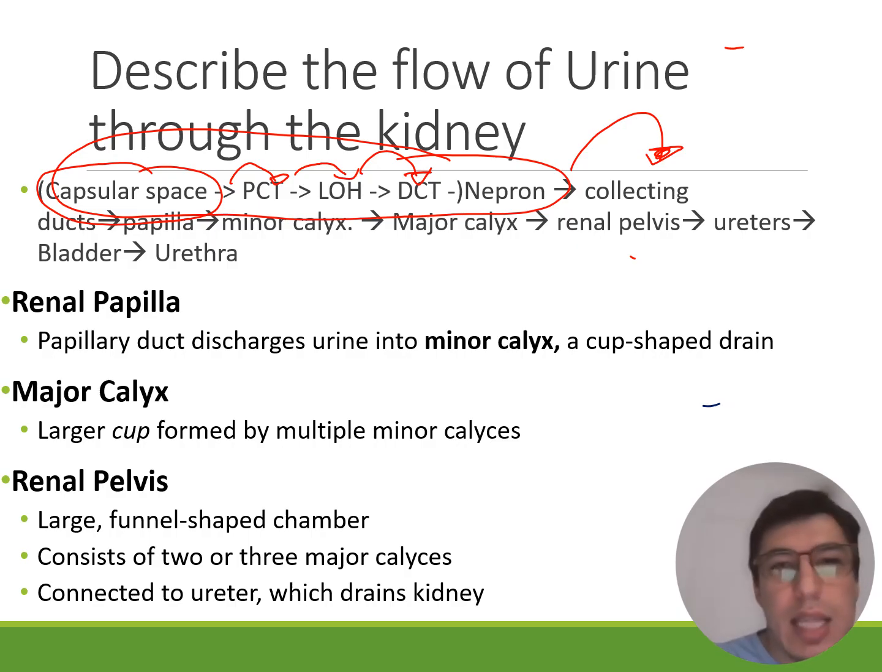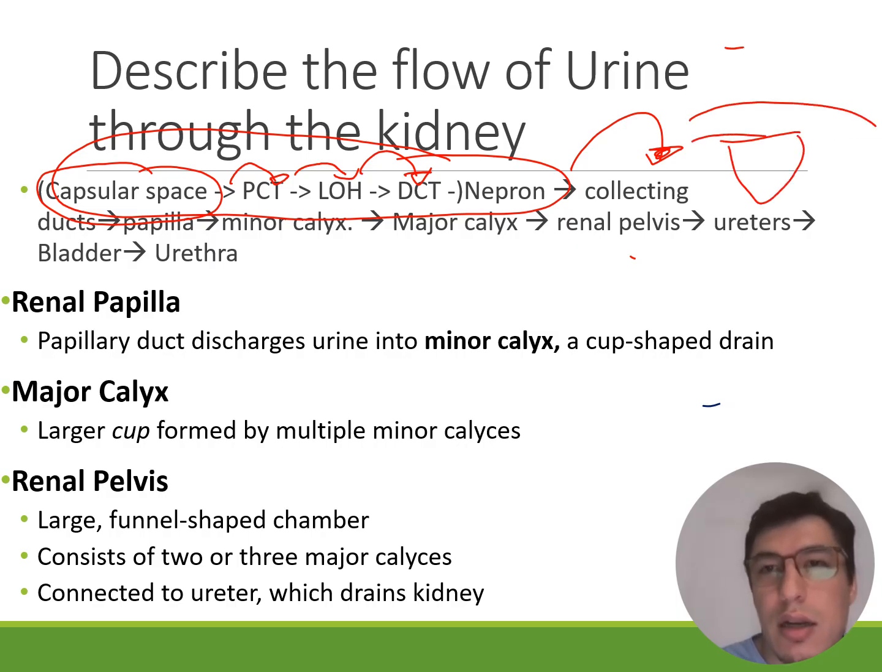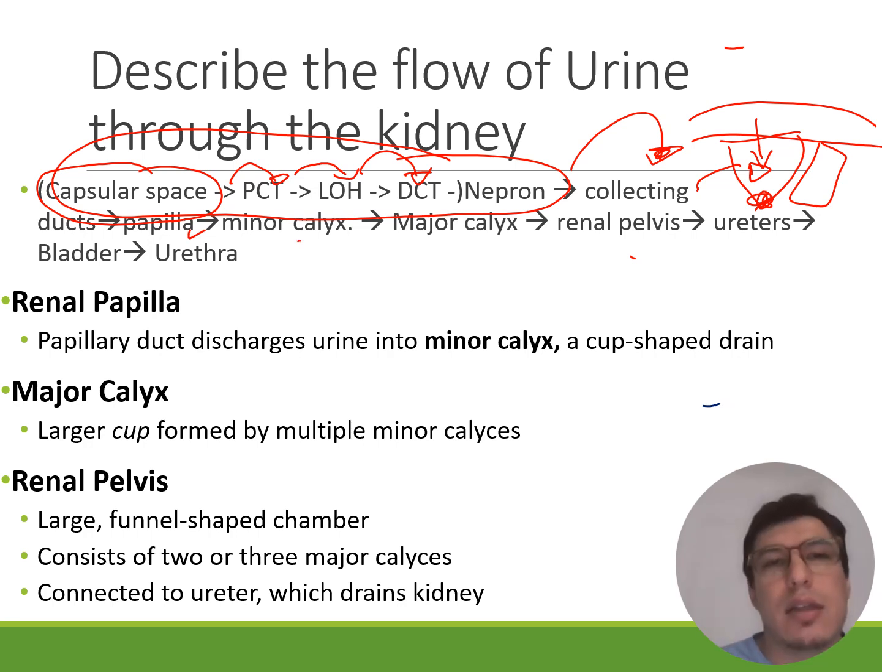And then we bring it down to collecting ducts, which are within the pyramids, right? So we have the cortex right here. We have the pyramids, we have the columns. So the collecting ducts are right here in the pyramids. Now, as we are going down through the filtration, we're going into the renal papilla. And from the renal papilla, it's then released into the minor calyx.